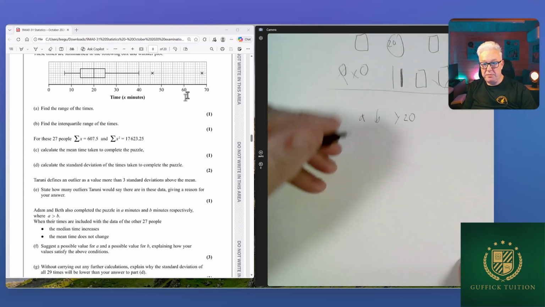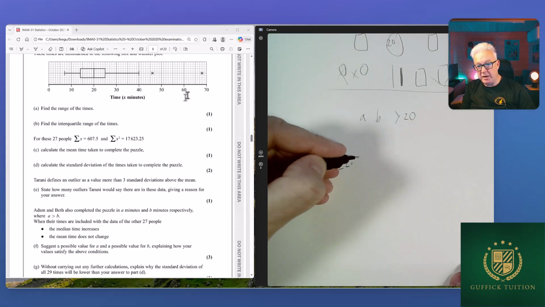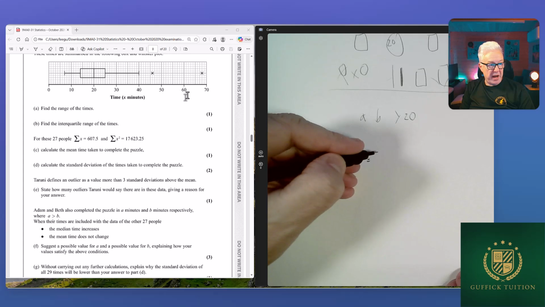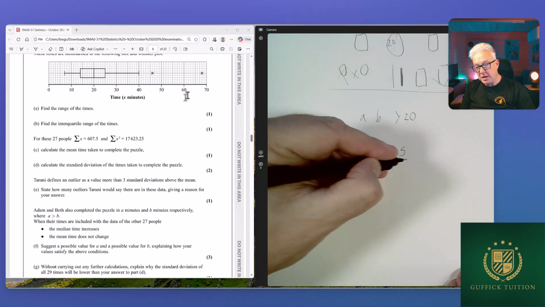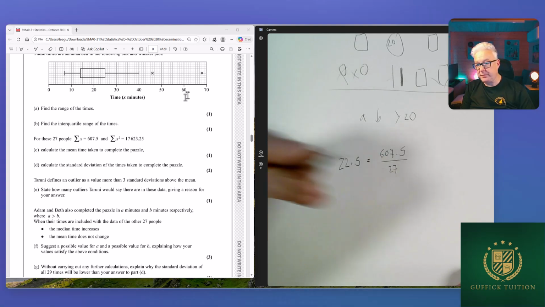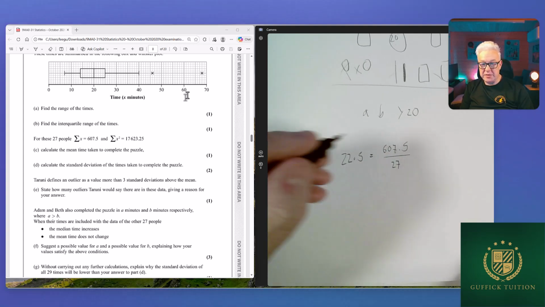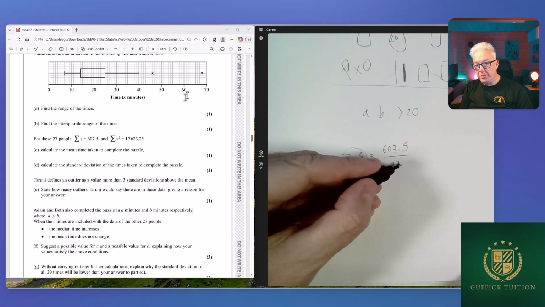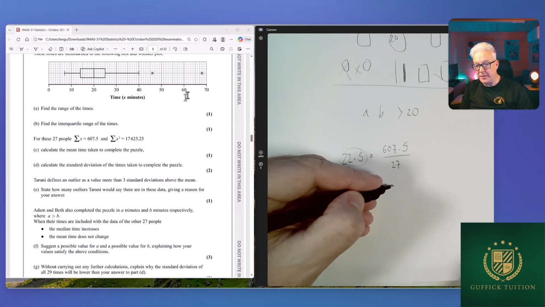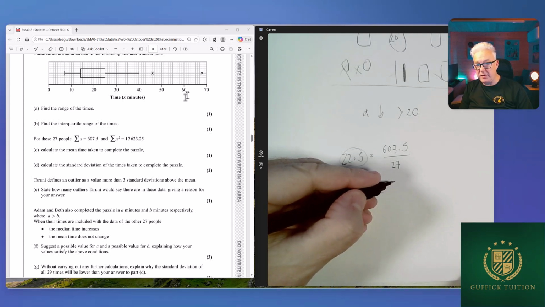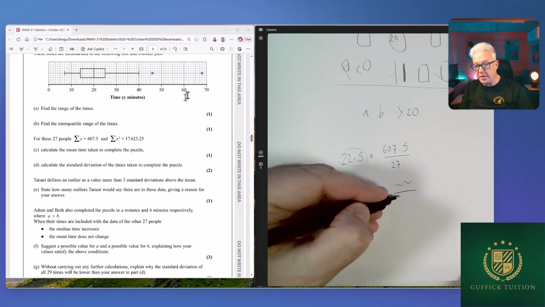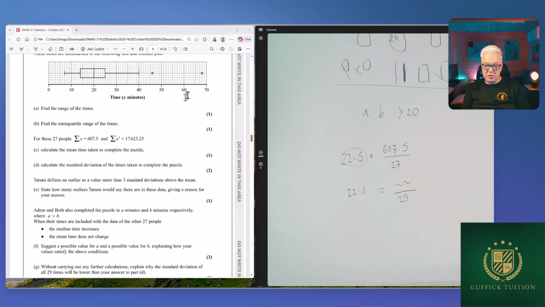Now, this is interesting. So the mean is 22.5, and that was got from having our 607.5 divided by our 27. Okay, so what we're going to do now is this is not going to change at all, but we're now going to have two new pieces of data. So let's see what happens. The mean does not change, 22.5, but we now have, we don't know what this new value is going to be, but it's divided by 29. So let's do 22.5 times 29.